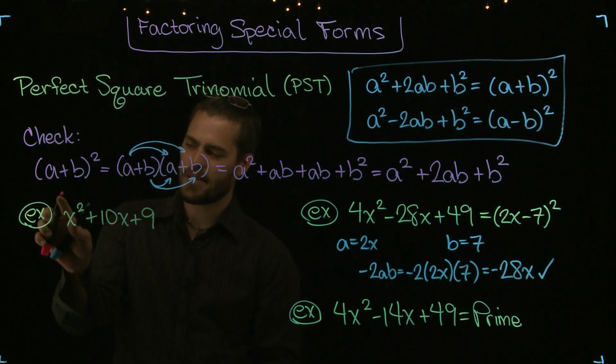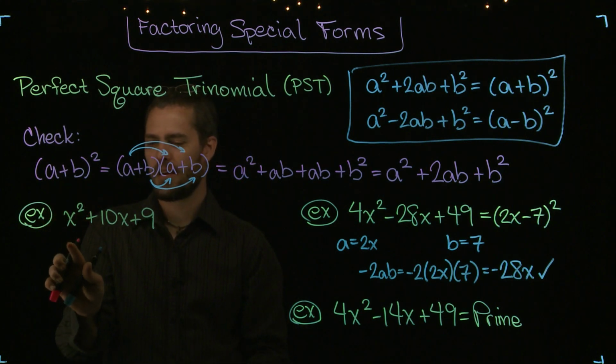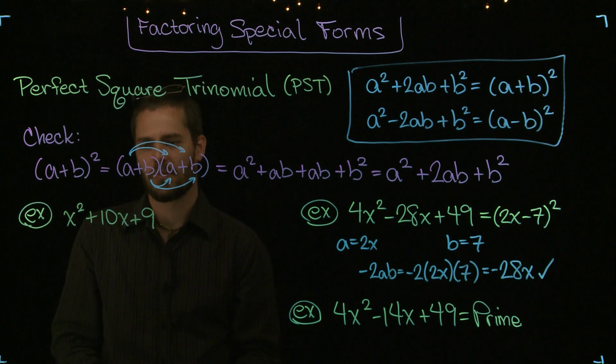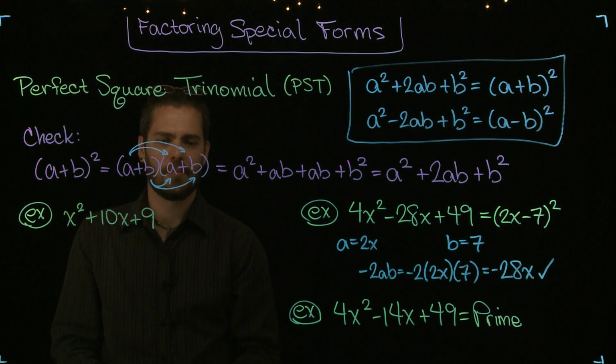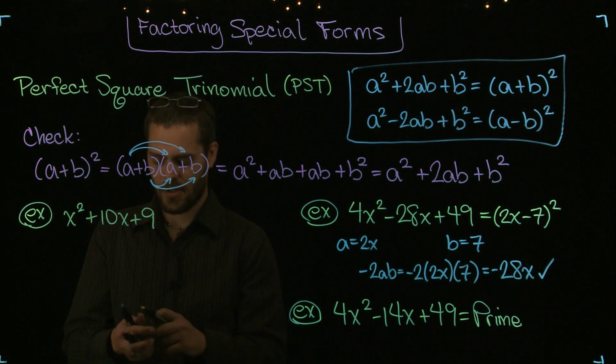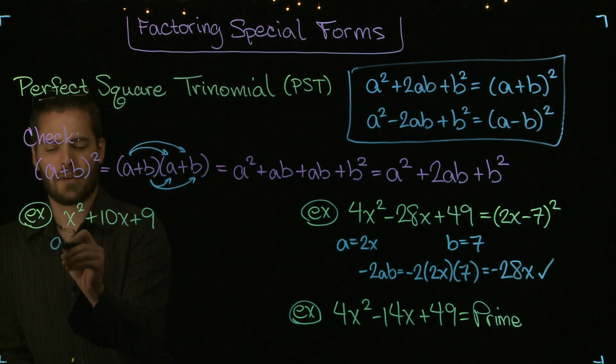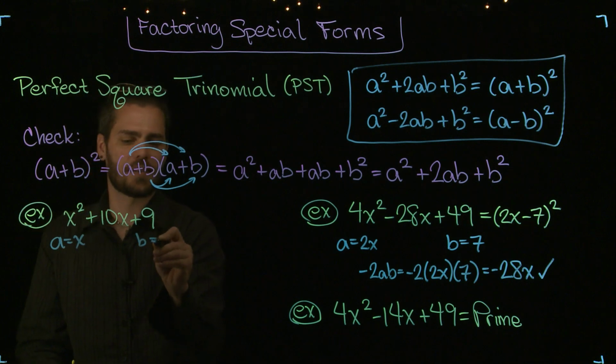Now typically, if there is not a coefficient in front of x squared, I don't even mess with this perfect square trinomial stuff, but it does apply. And it's instructive to look at this one just to see what happens if it's not a perfect square trinomial. So suppose we were saying, okay, a is equal to x, b is equal to 3.